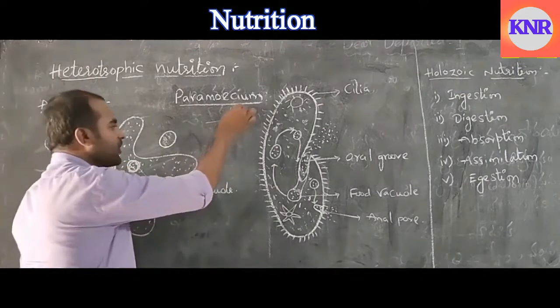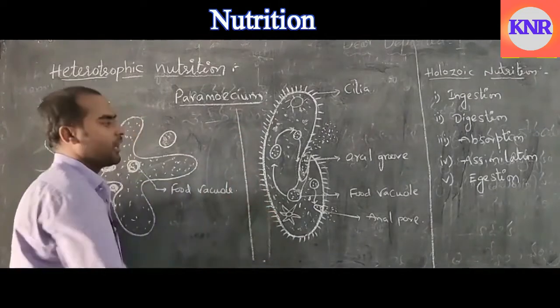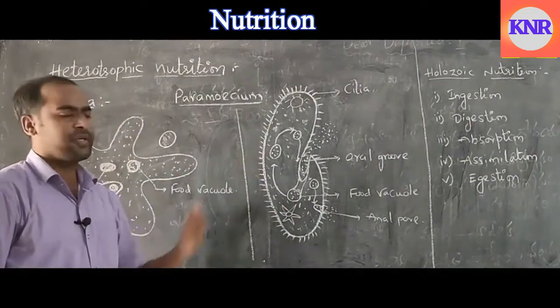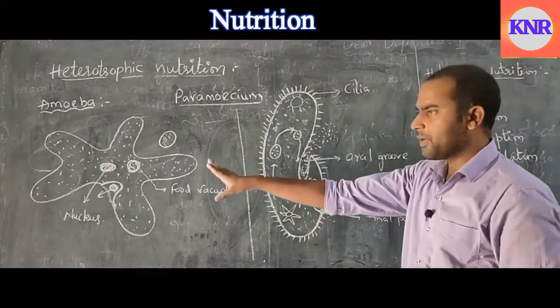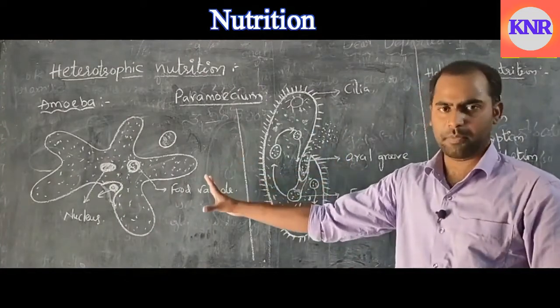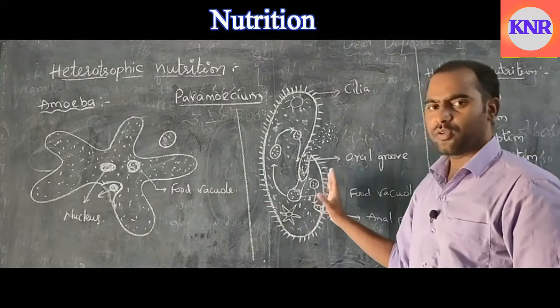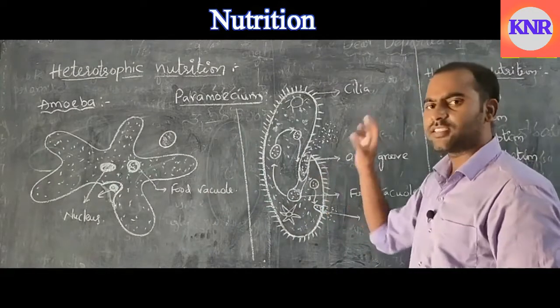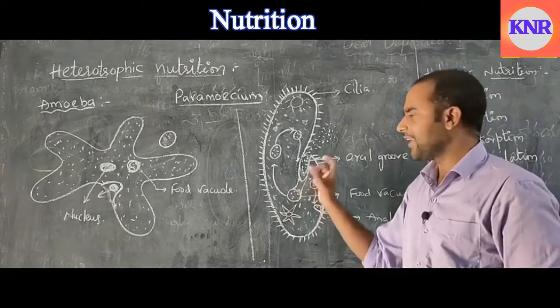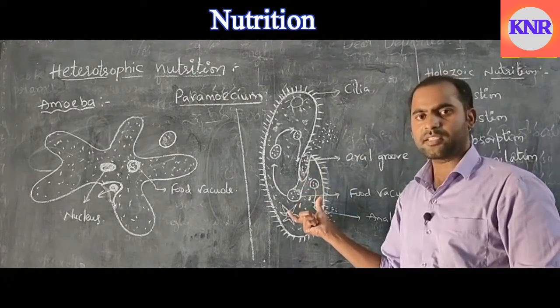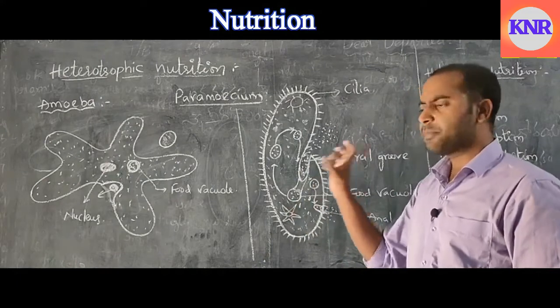Next, another unicellular organism is paramoecium. It has a proper shape. Amoeba doesn't have a particular shape, but paramoecium does. It is also a protozoan and a single-celled organism, but it has a particular shape, a slipper shape.